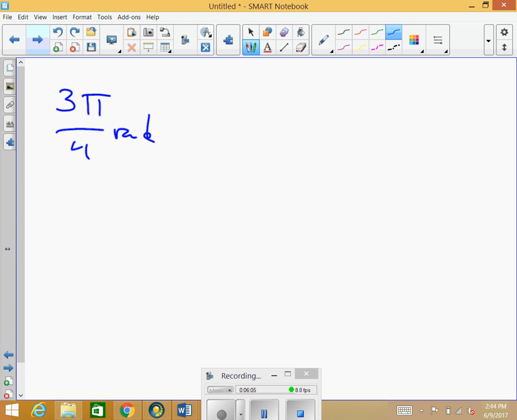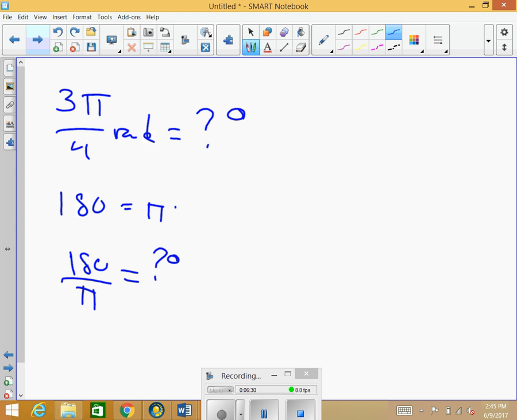So the first one is 3 pi over 4 radians. How many degrees is that? I know that I have this relationship, 180 is equal to pi. So I'm actually just going to flip that around. Doing it the other way, pi over 180, now I'm going to do 180 over pi, and it's going to be equal to whatever degrees I have over, in this case, 3 over 4 pi.